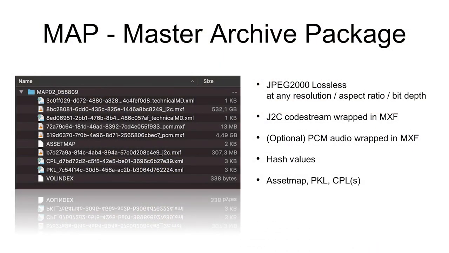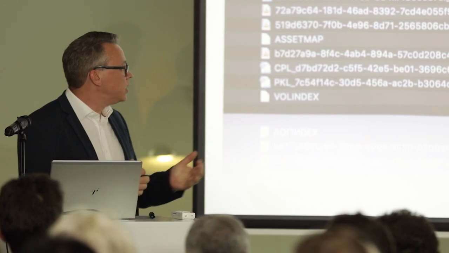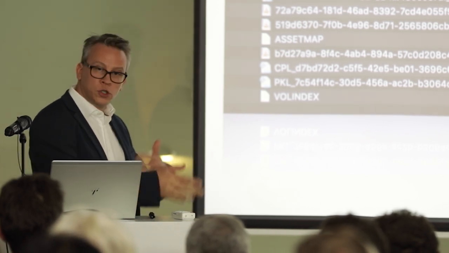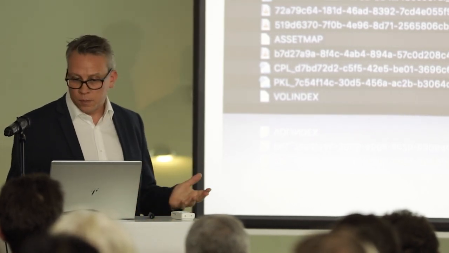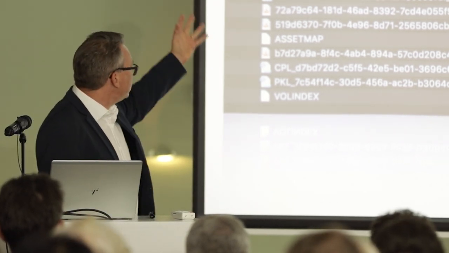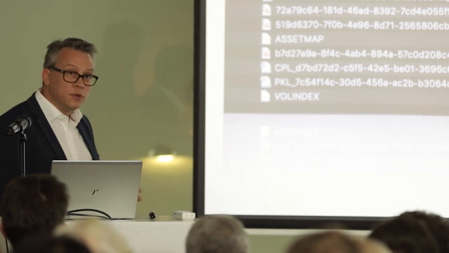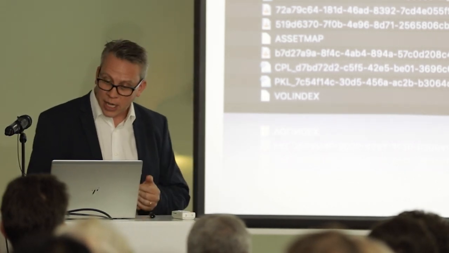For example, for raw scans, you do not have any audio, so we don't have to create placebo empty audio containers. We can just do a MAP with just image in it. And it has calculated hash values. And you have the usual asset map, PKL, and support for multiple CPLs. As you can see, this is very close to a DCP or IMF. You can call it IMF-ish if you like.